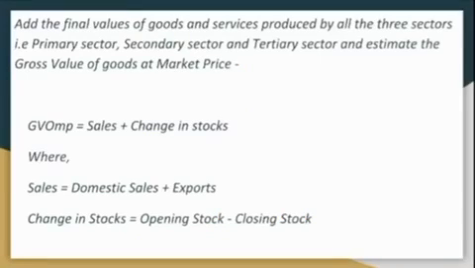First step says that add the final values of goods and services produced by all the three sectors, that is primary sector, secondary sector, tertiary sector, and estimate the gross value of goods at market price. What it means is that we have to add the value of goods and services, whatever goods and services of whichever sector, it may be either primary, secondary, or tertiary, and when we will add this, we will get the gross value output.